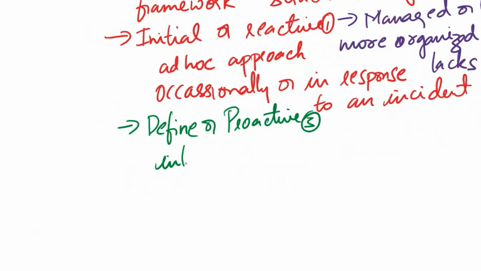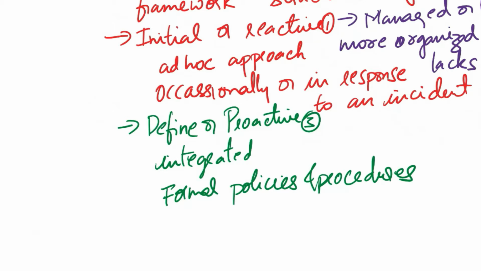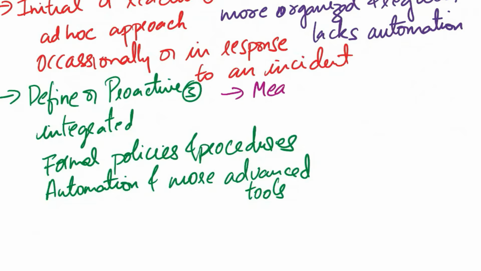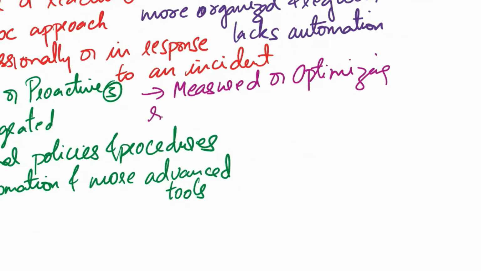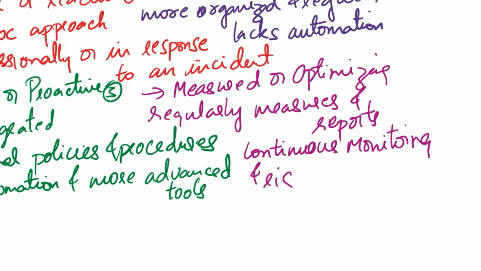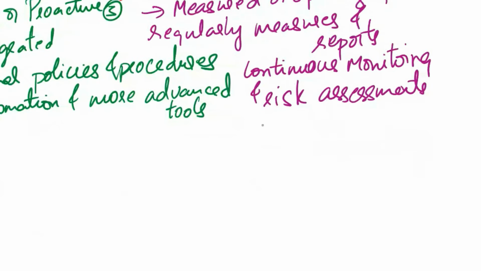Next level is defined or proactive. Vulnerability management is integrated into the organization's processes and culture. Formal policies and procedures for vulnerability scanning, assessment, and remediation exist. Automation and more advanced tools are used to streamline the process. The organization has a clear understanding of its assets and associated vulnerabilities. Fourth level is measured or optimizing. The organization regularly measures and reports on the effectiveness of its vulnerability management program. Continuous monitoring and risk assessments are in place to prioritize vulnerabilities based on their potential impact, and there is a focus on improving the efficiency and effectiveness of the program through metrics and feedback.